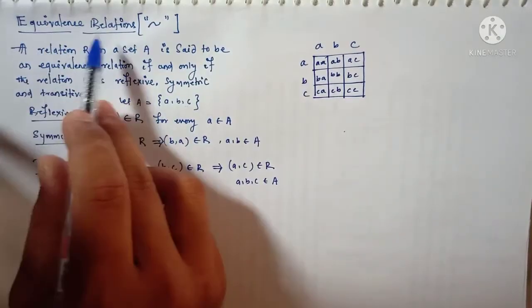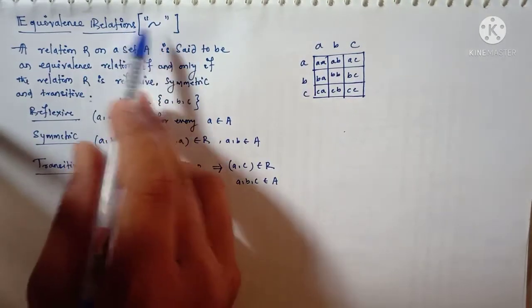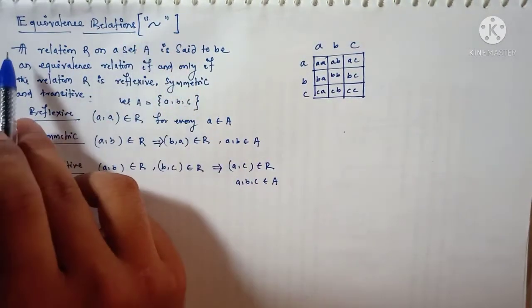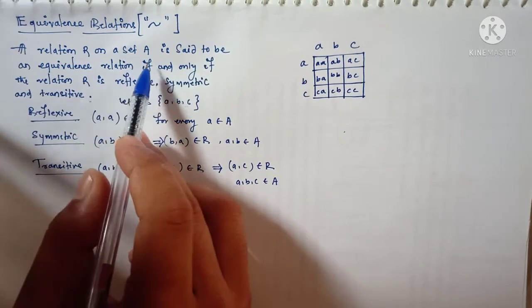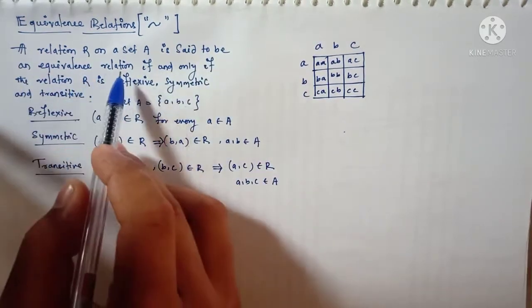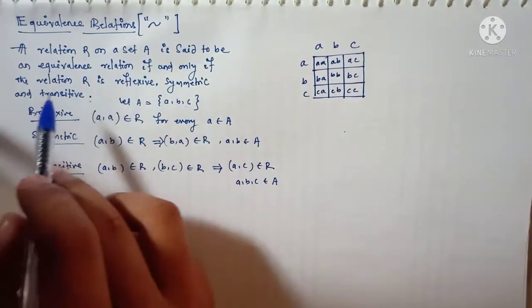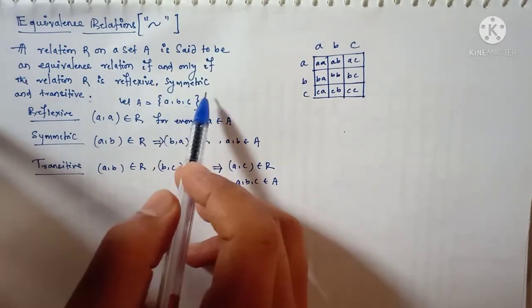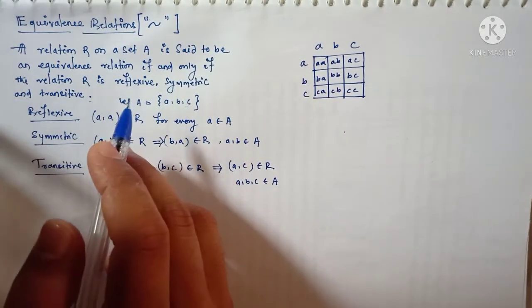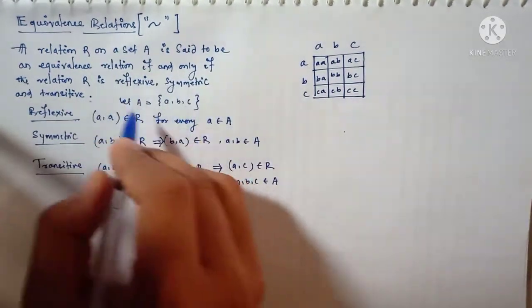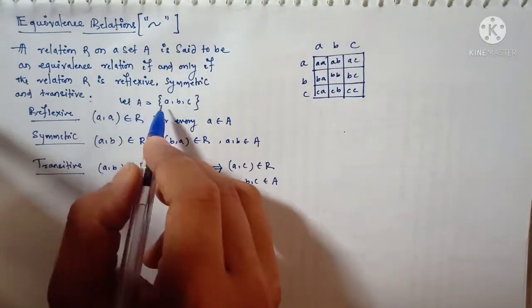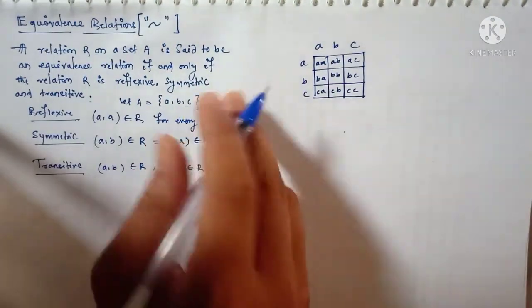Students, here have a look at what an equivalence relation is. So this is the symbol of equivalence. A relation R on set A is said to be an equivalence relation if and only if the relation R is reflexive, symmetric and transitive. Okay, so students, here I have taken an example: a set A having 3 members A, B, C respectively.